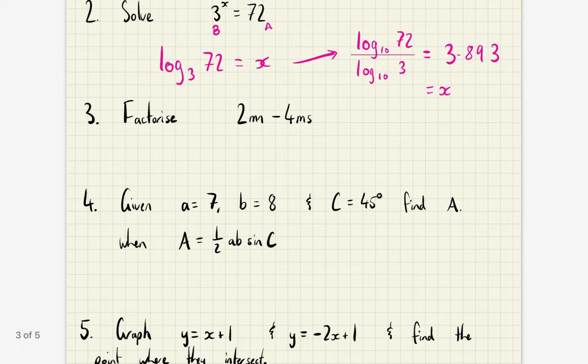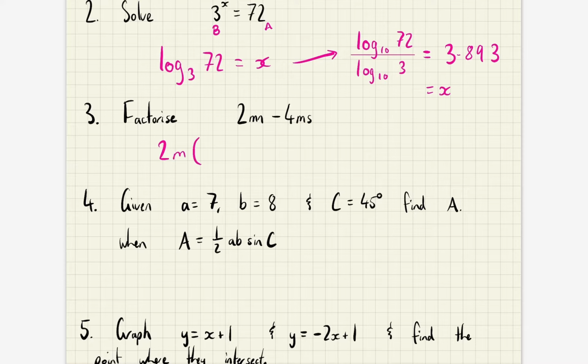Question 3 is to factorize 2mn minus 4ms. Well, to remember, to factorize is to add in brackets. So I want to find out what the common factors are. So first of all, I can see that there's a common 2, because this can be divided by 2, and so can this, because we've got a 2 and a 4. So I'll take that out first. So I'm going to have 2, and then I'm going to look at letters. I have an m in common here and an m in common here. So I'm going to take that out as well.